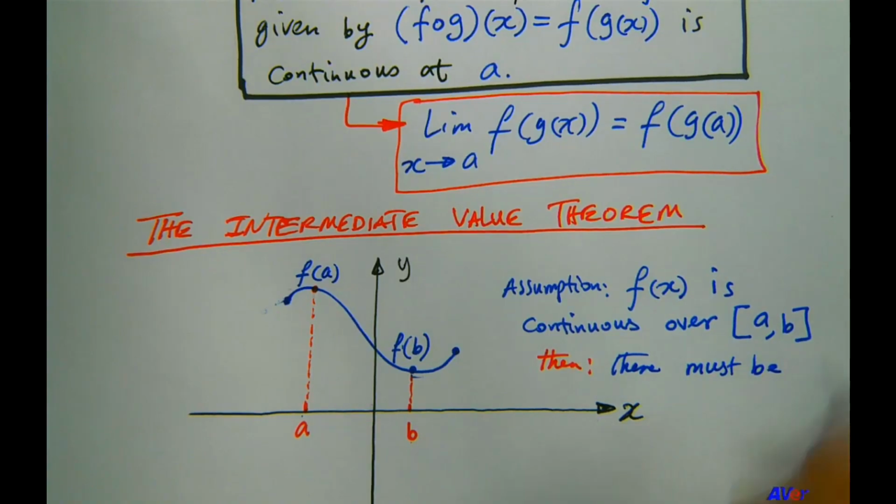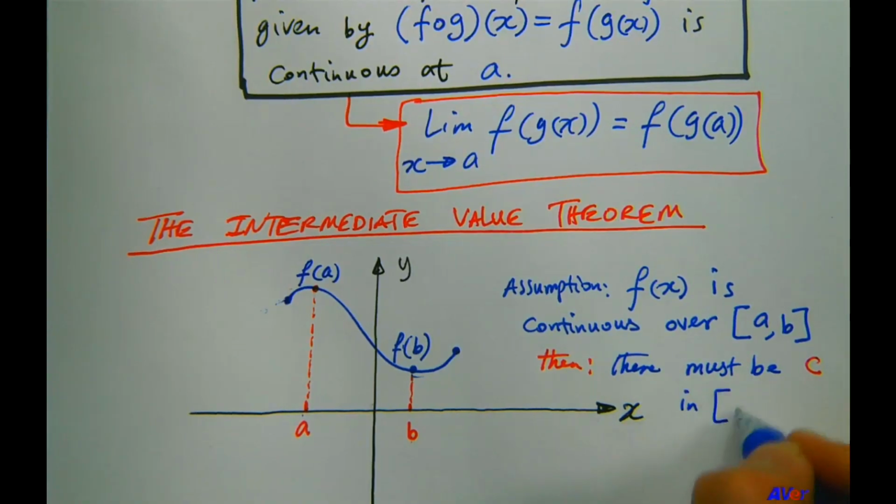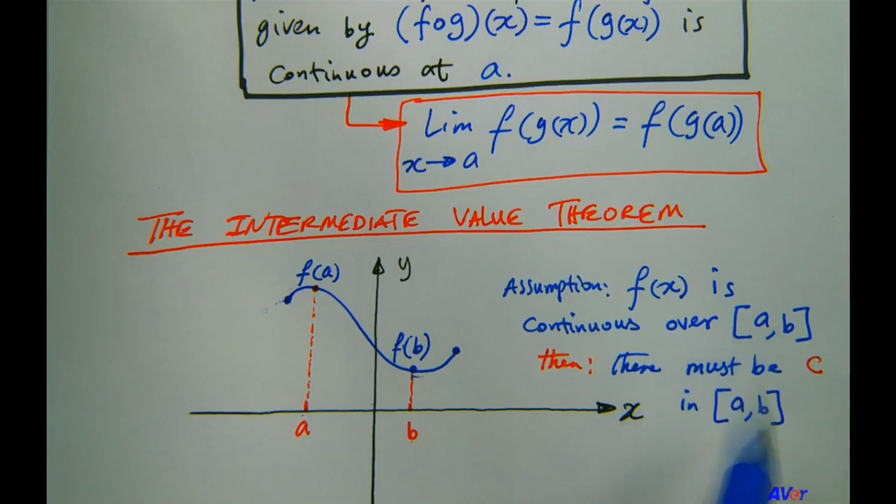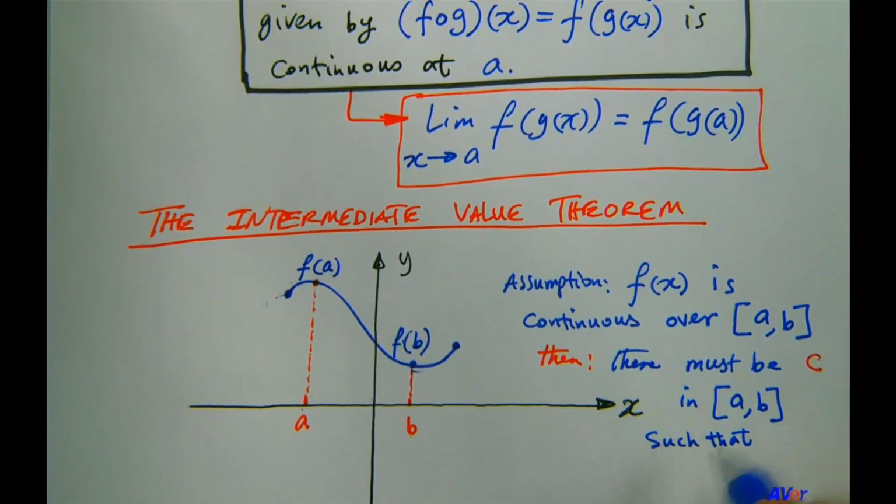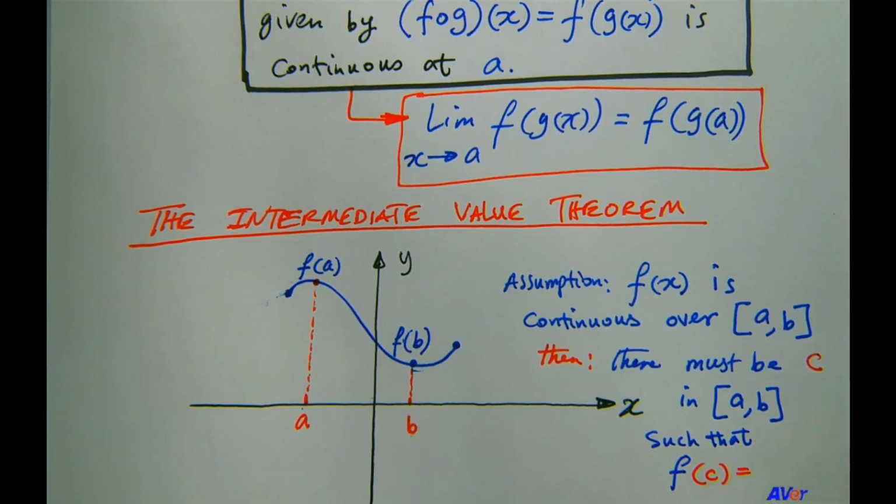Then there must be a c in this interval. We must have a c value in this interval such that f at c is equal to n.